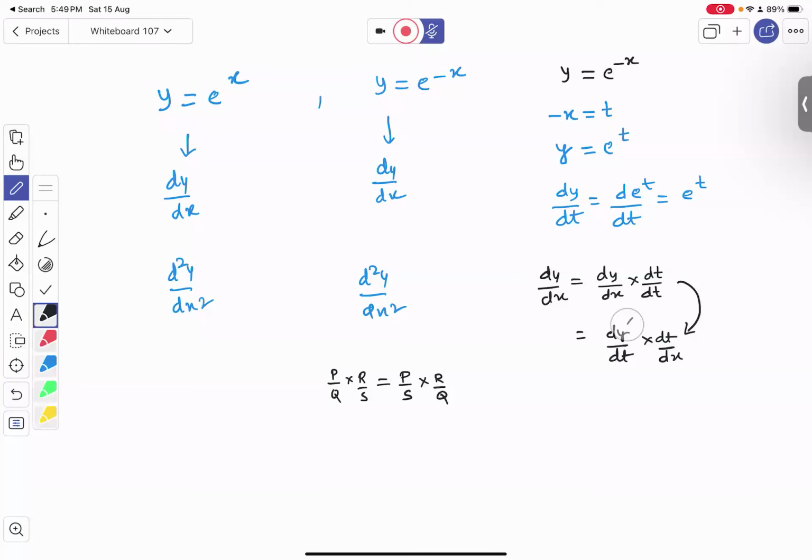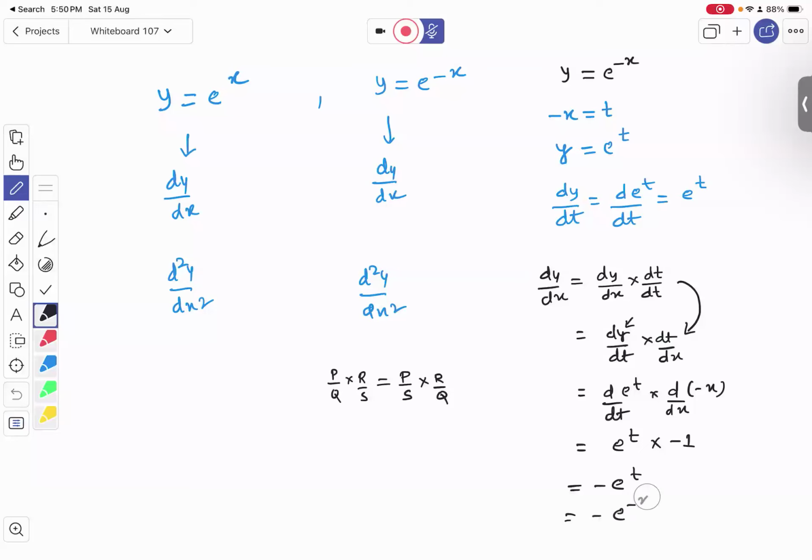So differentiation of y with respect to t, we know it, no? After that, we replace y in terms of t and t in terms of x. So differentiation of e power t will be e power t with respect to t. Differentiation of minus x with respect to x is minus 1. So the answer will be minus of e power t. So it's going to be minus e power minus x. Clear, no?